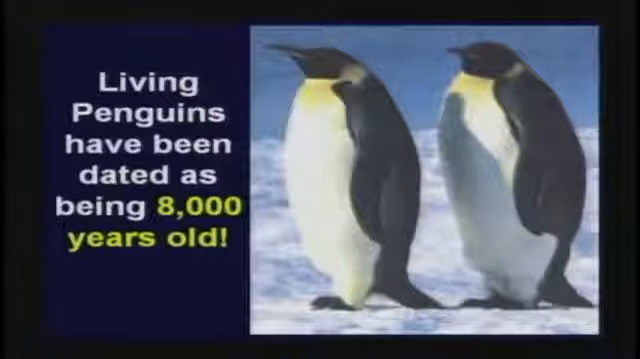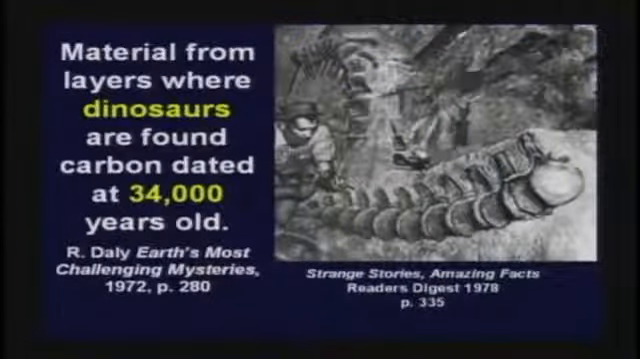That's not too good. Living penguins were dated at 8,000 years old. Materials from layers where dinosaur bones were found are carbon dated 34,000 years old. I was in a debate one time and this professor was getting so upset. Finally he said, how can you use Reader's Digest as a resource? I said, sir, I use Reader's Digest as a resource for the picture of the dinosaur bone, okay? It's not the resource for the fact. That's where I got the picture from. Oh, okay. So we went on to the debate. But yes, dinosaurs ought to date 70 million years old.